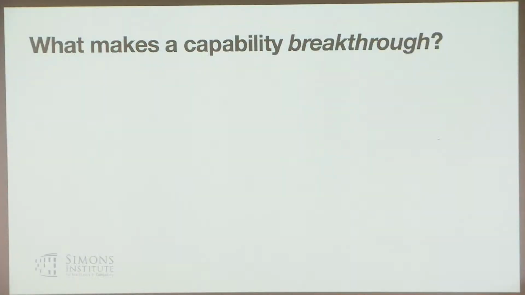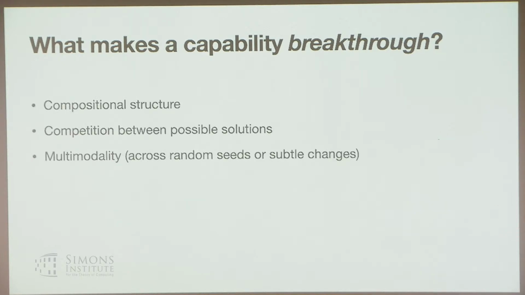But what makes a particular capability a breakthrough capability in this way? I'm going to argue that there are three facets of a task that make it have this property. There's compositionality, compositional structure, and reliance on compositional structure for solving the problem. And there is a competition between possible solutions that the model might produce for what it sees in the training data. And there's multimodality in the sense of clusters of performance when you look at a probability distribution or slight changes.